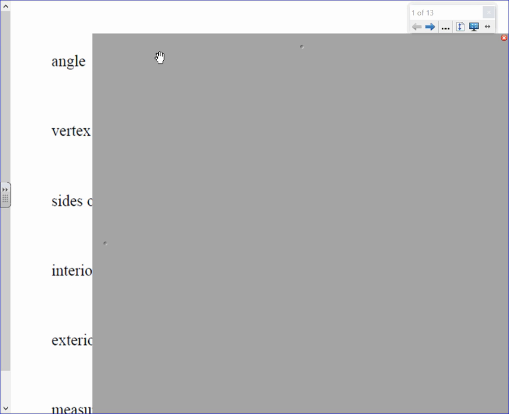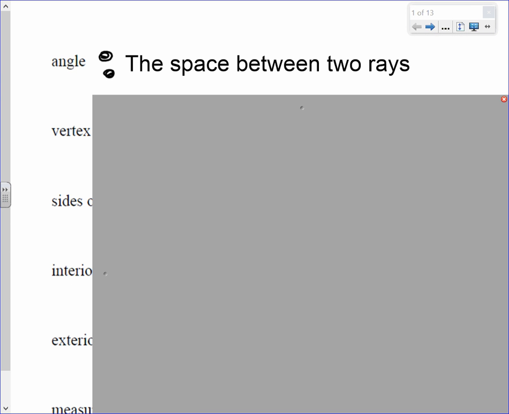The first word is angle. Go ahead and write this definition. Put in a colon there. Go ahead and write the space between two rays. The space between two rays. The space between two rays. First word.